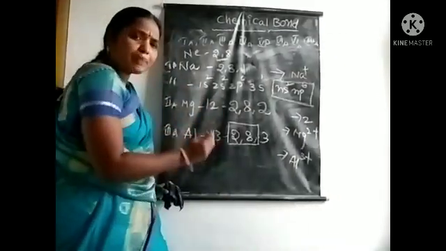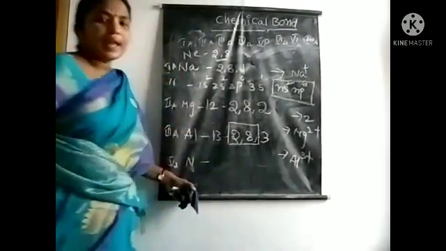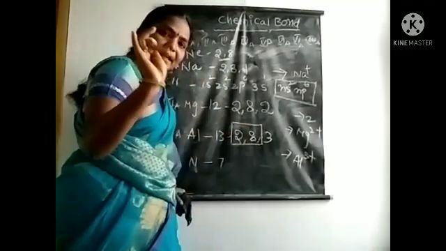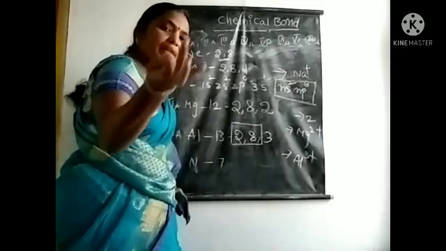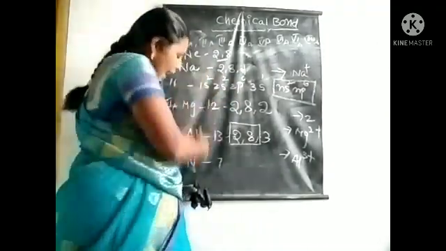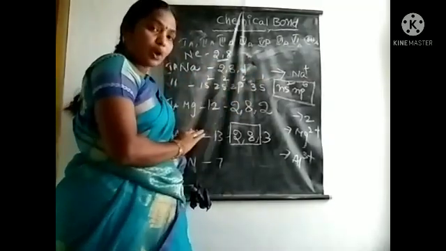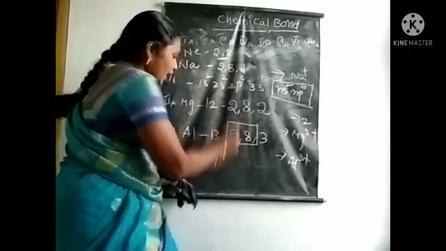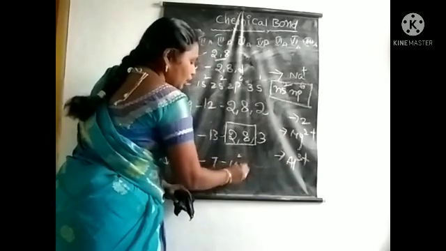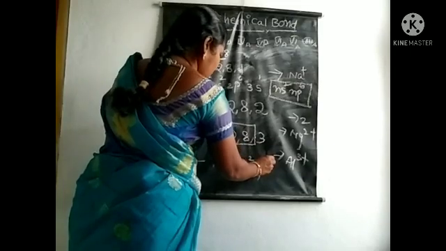Next, observe the fifth A group element, nitrogen. Its atomic number is 7. Hydrogen, helium, lithium, beryllium, boron, carbon, nitrogen. If you have any doubt, you can recall the atomic numbers or check with the Aufbau diagram and write the configuration. The electronic configuration of nitrogen is 1s2, 2s2, 2p3.